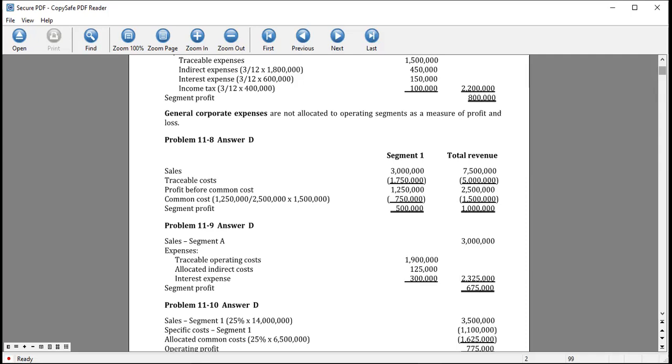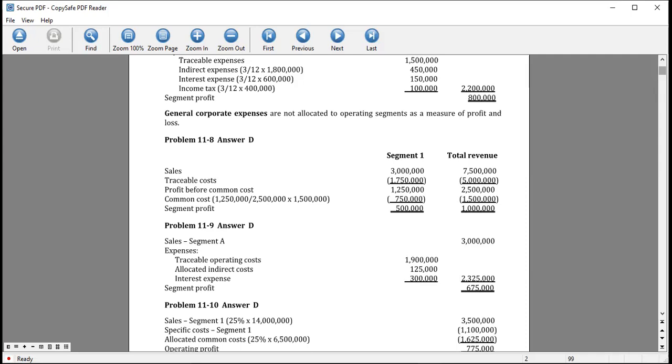Take note that segment 1 has a profit equal to 500,000. Now the amount of allocated common cost is based on the ratio of segment's income before common cost to the total income. That's why we are using 1,250,000 and 2,500,000. Next, we have 11-9.